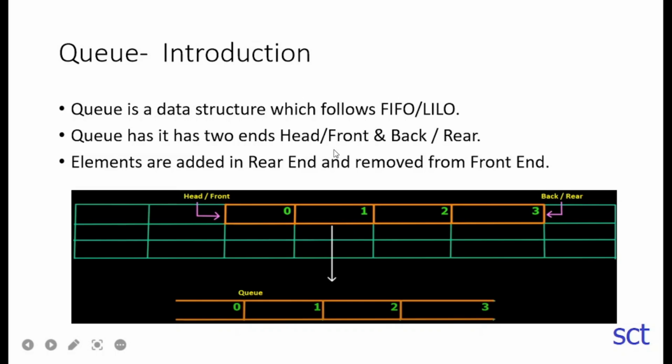Queue has two ends. One is the head or the front, the other one is back or the rear. If you look at this one, you have head or front and back or rear. These are the two ends of a queue. Elements are added at the rear end and removed from the front end. So the elements are added from the first position, second position, third position, fourth position. The queue always starts from this point, and whenever you are removing from the queue, it happens from the front end. So this is the first element in the queue, second element, third one and fourth one.